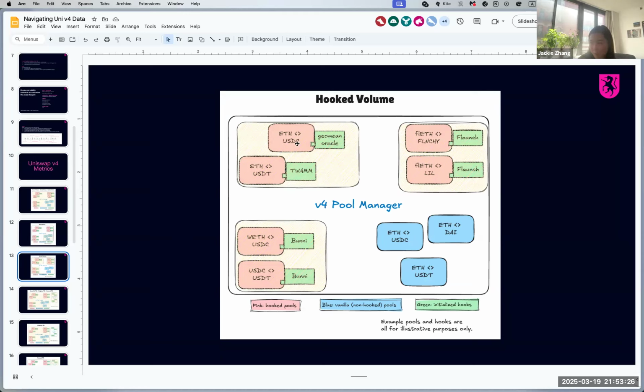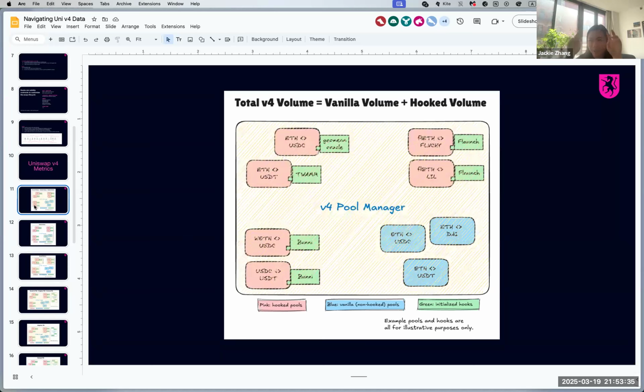So the hooked pools are just these pink boxed pools that are initialized with hooks. So when you think about the holistic or the total V4 volume, it's a combination of everything within the pool manager. So it's both the vanilla volume and the hooked volume.